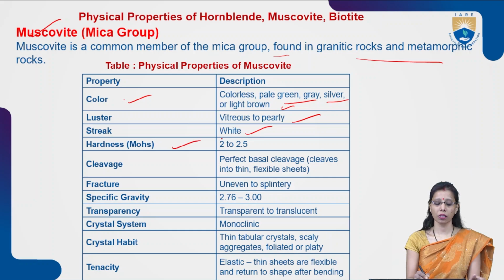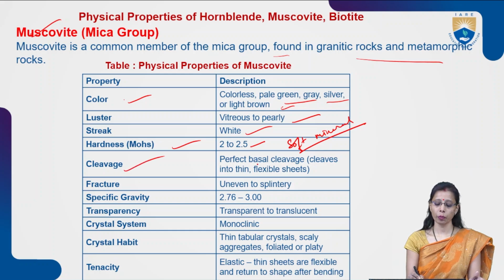So what is the hardness here? The hardness is 2 to 2.5, so it's a soft mineral. On the Mohs scale, when it is measured as 2 to 2.5, that means it has very low hardness. If we talk about muscovite, it's among the softest minerals on the Mohs scale. It easily breaks into thin sheets.